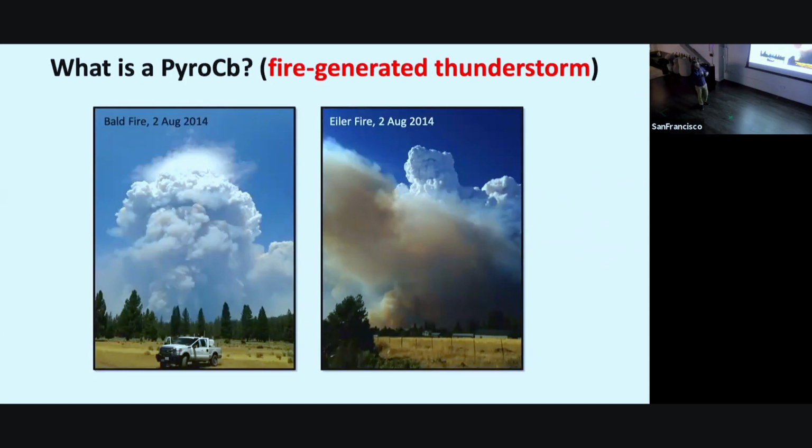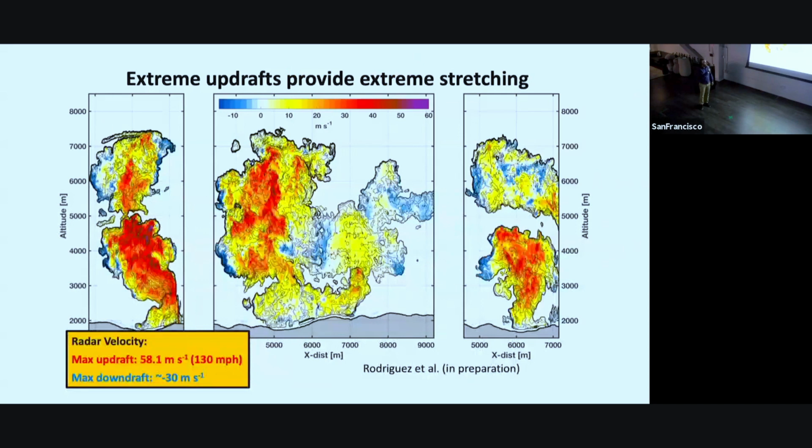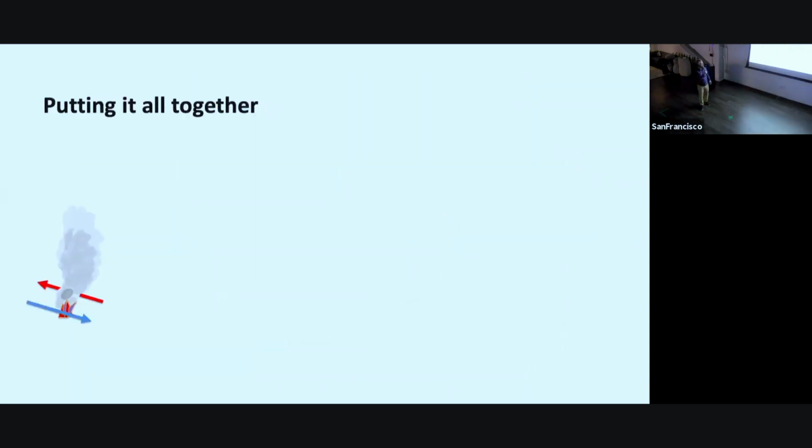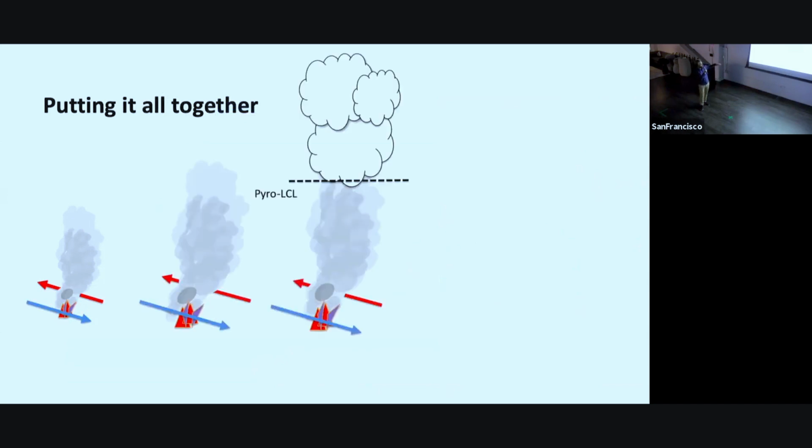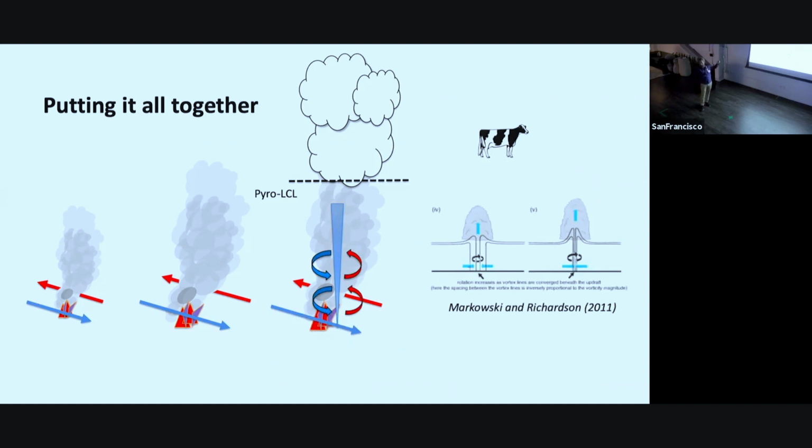This is what they look like visually, these PyroCbs. This ash-filled column ascends to a great enough depth to condense into these beautiful, I kind of think they're beautiful, white clouds. So what's going on inside of there? We've pointed radars down from aircraft and looked into these things, and that's what we're looking at here. And those brightest red and purple shades are showing updrafts of 130 miles an hour well above the surface. So that's where the stretching is coming from, pulling up on the vortex. So putting all this together, we have a fire in a shear zone that triggers a PyroCb, which collapses the shear into a circulation. And if you're a fan of the movie Twister, that's the same cow.